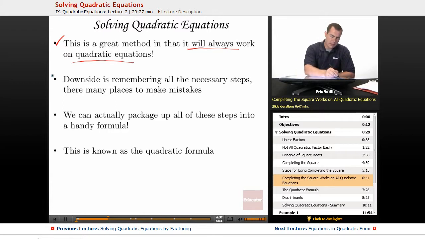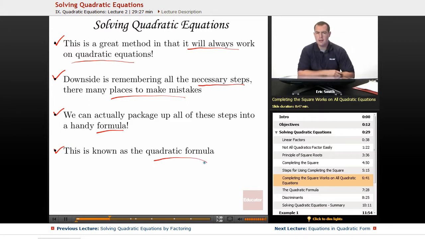Of course, there is one major downside to using completing the square. There are lots of necessary steps, and it makes it very easy to make a mistake when trying to follow it. The good news is all of these steps can be packaged up into a handy formula. That way you don't have quite as many steps to memorize. And this formula is known as the quadratic formula. So that's definitely something you want to know to be able to tackle many more difficult types of quadratics.